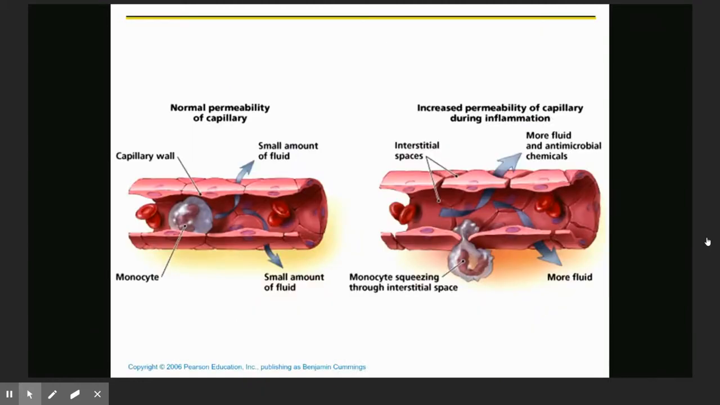And then blood vessels dilate like crazy. Capillaries dilate as well, and they become leaky. And so fluid leaks out like crazy, and so you get swelling. And then when all the blood vessels dilate, remember, we don't have enough blood to fill up our blood vessels, and so blood pressure drops.